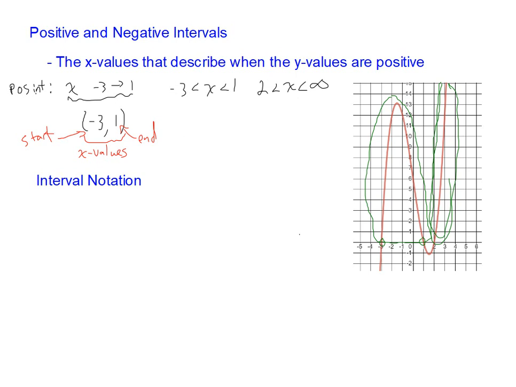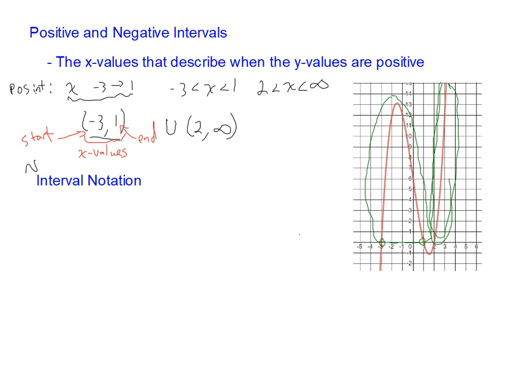If you've taken data management and you've talked about sets, you would know that we use this capital U to represent the union, so it's this set or this set right here, and we are going from 2 all the way to infinity. So those are the positive intervals.